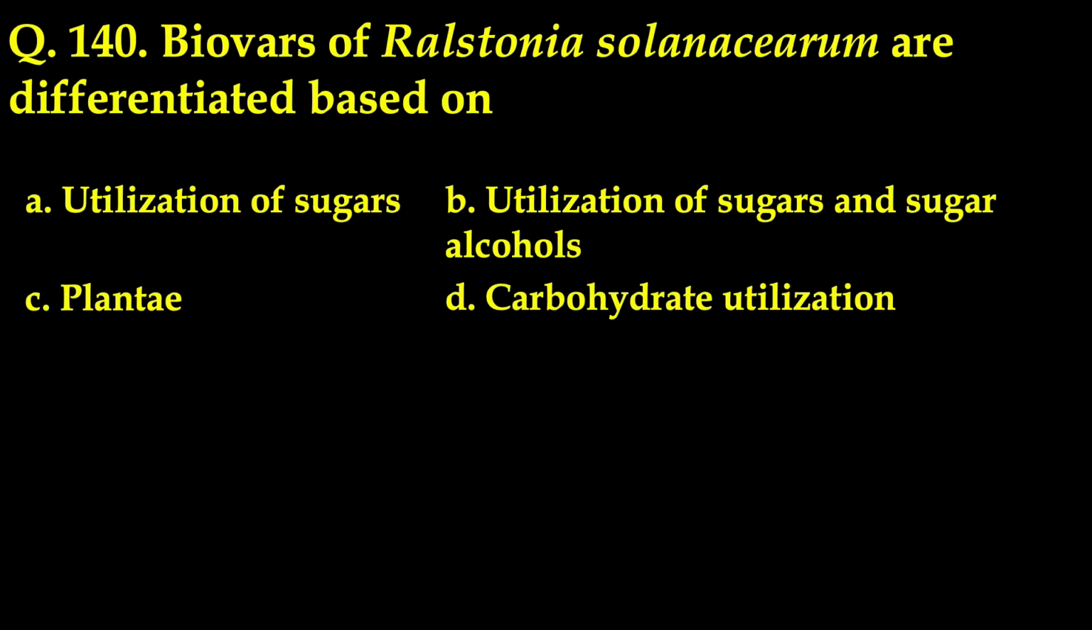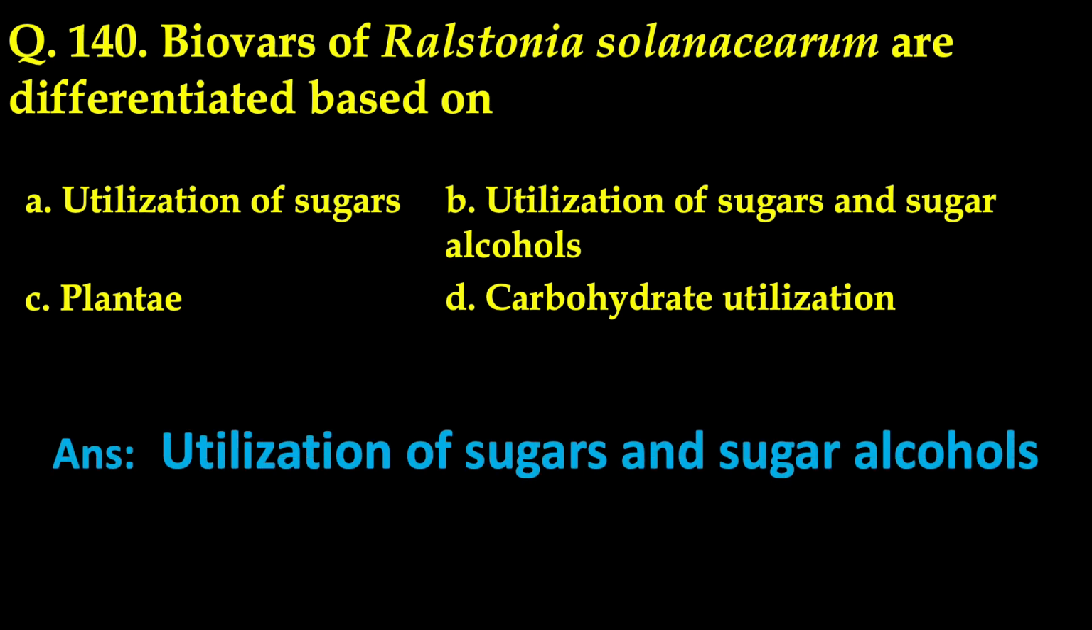This is another question. Biovars of Ralstonia solanacearum are differentiated based on... Out of the four options, the correct answer is utilization of sugars and sugar alcohol, that is option B.